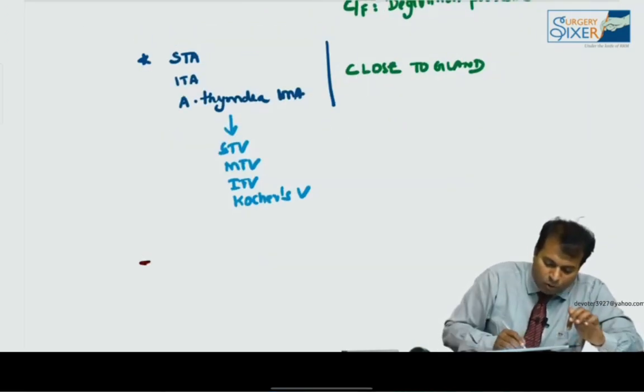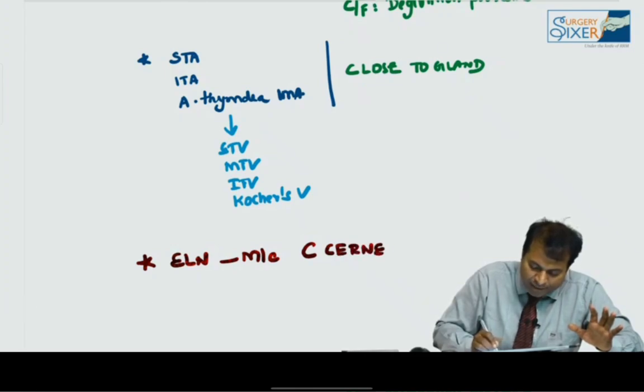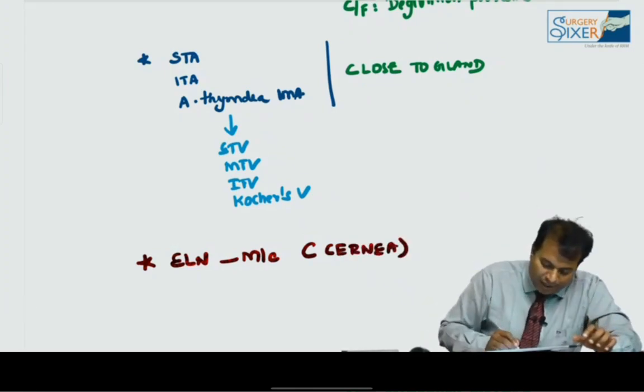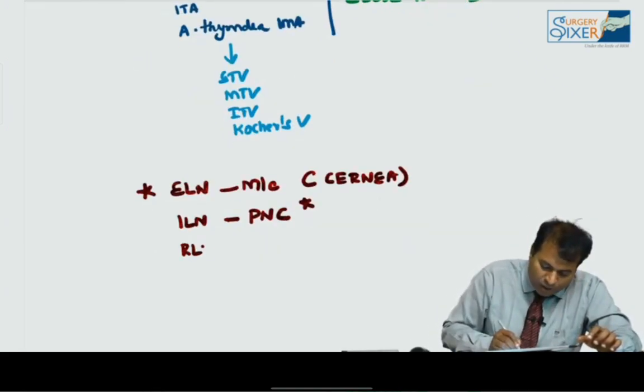Okay, and don't forget about the nerves. The external laryngeal nerve is the most common nerve injury. Therefore, we have a classification known as Cernea classification of external laryngeal nerve injuries. Internal laryngeal nerve injury causes paroxysmal nocturnal cough. Recurrent laryngeal nerve injury is most common at Beahrs' triangle. Please don't forget it.